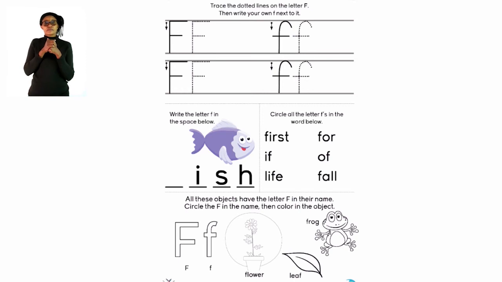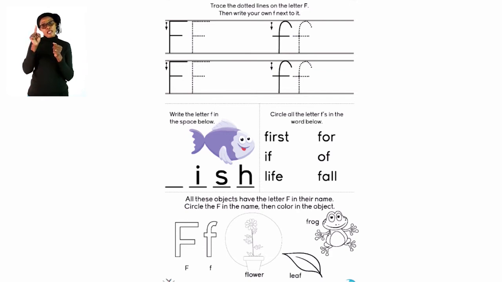All these objects have the letter F in their name. Circle the F in the name, then color in the objects. Now, we can see the capital F and the small f. We have to color it in. Next to that, what picture is that? That is a flower. Color in the picture and then circle the F.